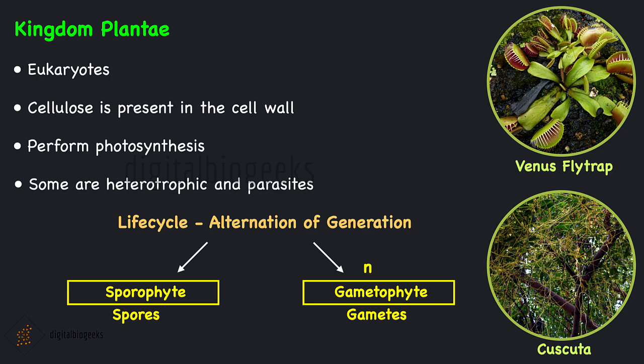It has only one set of chromosomes. But sporophyte is diploid, meaning it has two sets or complete set of chromosomes. When haploid gametes fuse together or when fertilization takes place, they form the diploid sporophyte. The sporophyte has spores. When they undergo meiosis, haploid spores are formed, which give rise to the gametophyte. This life cycle of plants alternating between sporophyte and gametophyte is called alternation of generation.